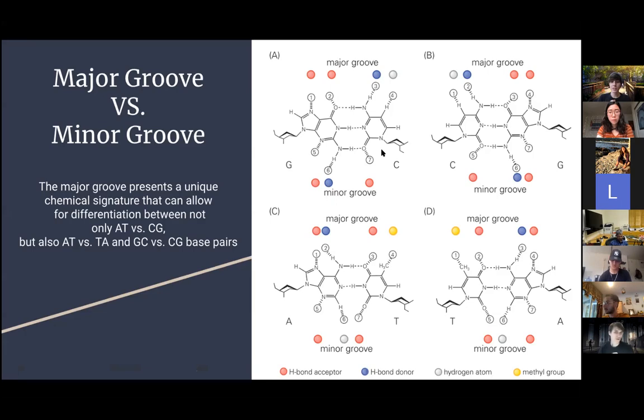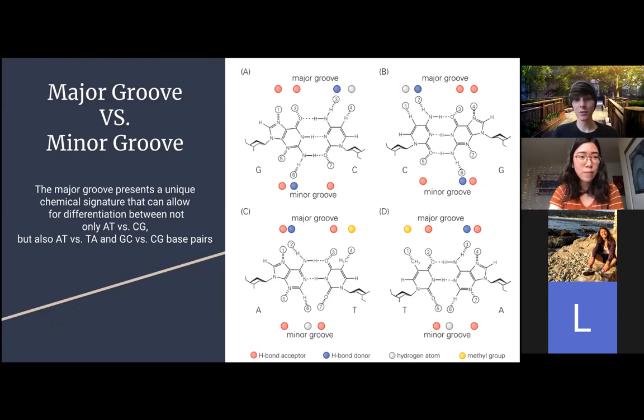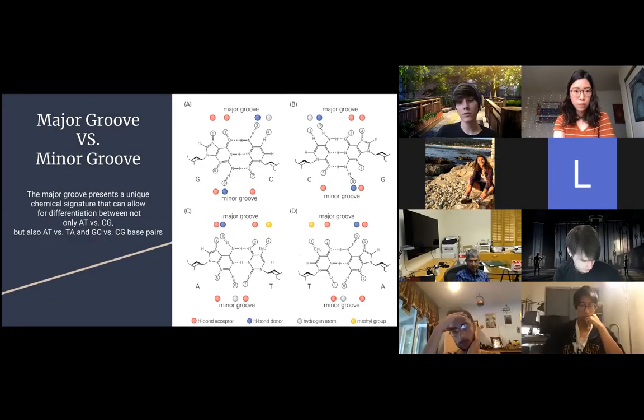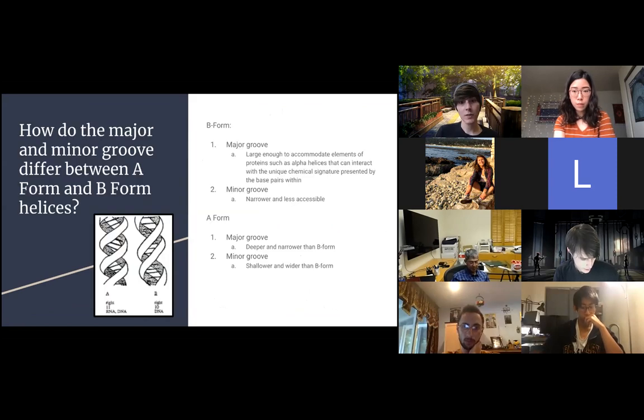I personally, when I took the class, didn't memorize this. I would just draw them out, but it might be helpful to memorize the order if that is something you personally choose. But you'll see that there is a hydrogen bond acceptor here and a hydrogen bond acceptor here, a hydrogen donor here and a hydrogen atom here. Whereas when you flip the base pairs, the actual order of this flips, and that's important because it allows for unique interactions with proteins that are interacting with the major groove, which I will talk about a little more.